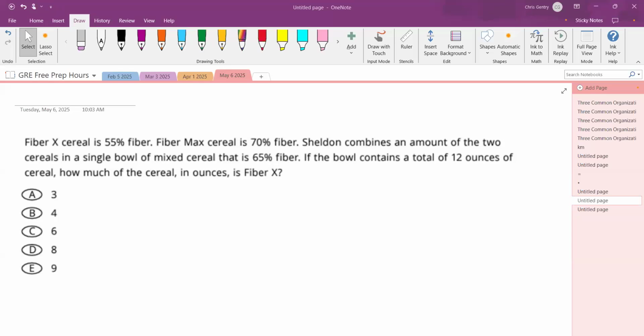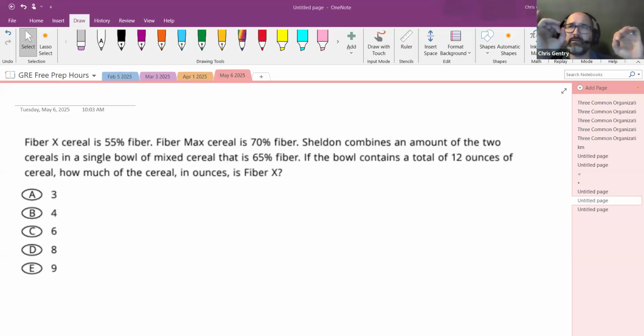because it says fiber X is 55%, and then the max fiber is 70%. So I know that combined in the bowl is supposed to equal 65% of fiber, which is also equal to 12 ounces. So I'm just trying to figure out how do I kind of break it down and what is the best way. So essentially, since they're giving us the percentages, I'm guessing that it'll be easier to first try to see, okay, how do I get to 65% if I have one bowl that's 55%, the other that's 70%?